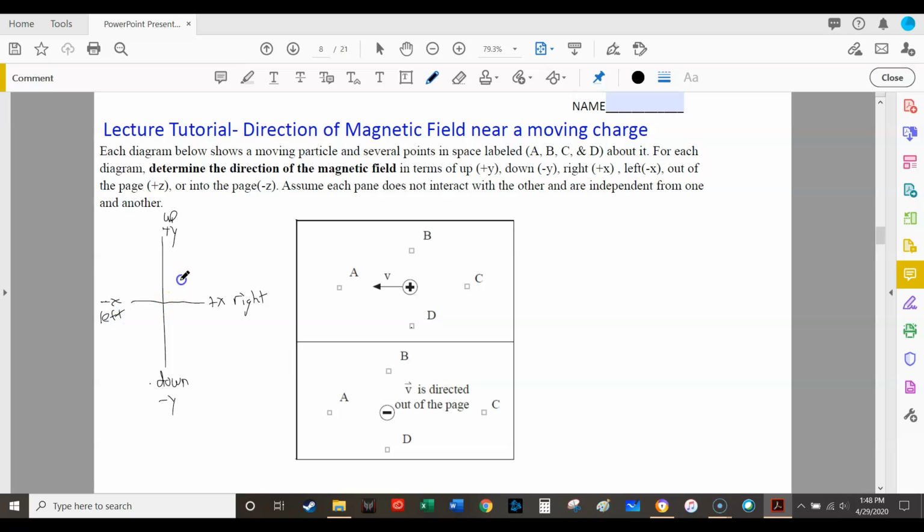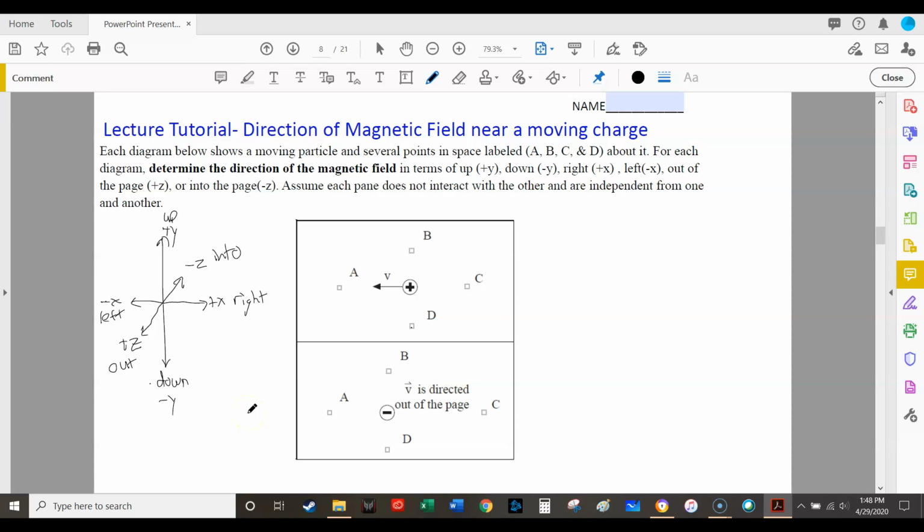But now we have this in and out of the page business. Out of the page is positive Z, right? X, Y, and Z. And that's out of the page. And into the page, I should put vector heads on these guys, into the page is going to be negative Z. So you're going to have to classify A, B, C, and D as any one of those directions. And let's see you apply your right-hand rule.